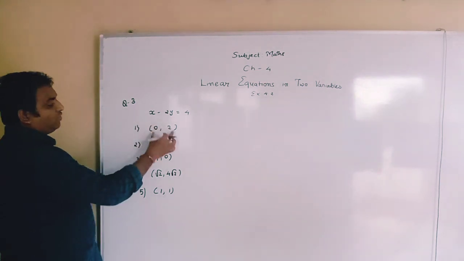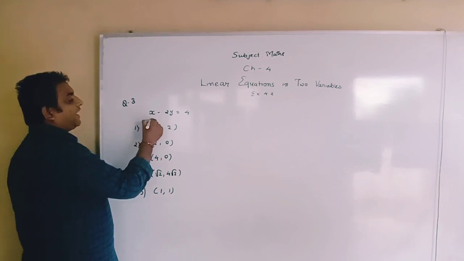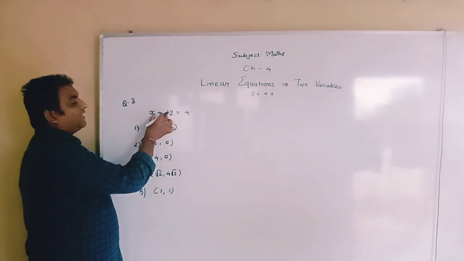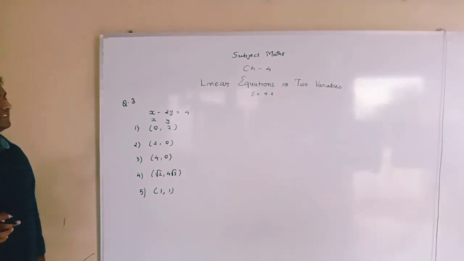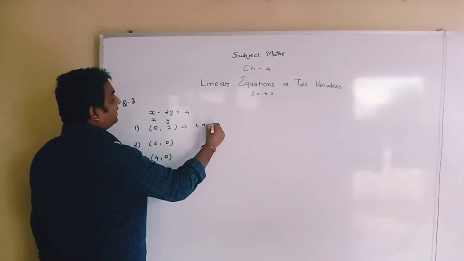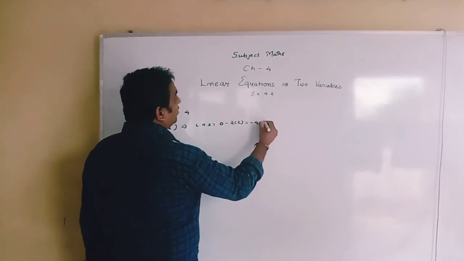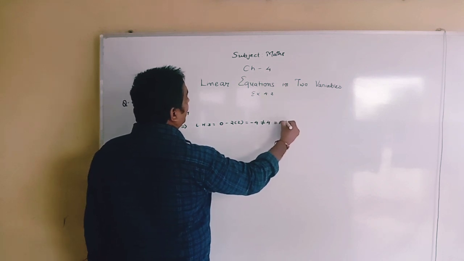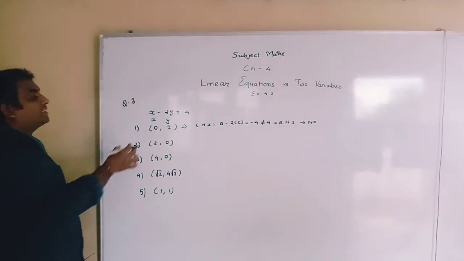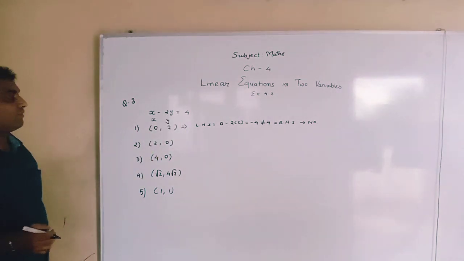Question 3: we have given ordered pairs, and we check whether they are solutions of x minus 2y equals 4. So the first value we take as x and the second value as y in the ordered pair. We substitute these values in the left hand side and get the answer. If it matches we say yes, otherwise no. So in the first one, left hand side is 0 minus 2 into 2, which is minus 4, not equal to 4 on the right hand side, and so the answer is no. (0, 2) is not a solution of x minus 2y equals 4.